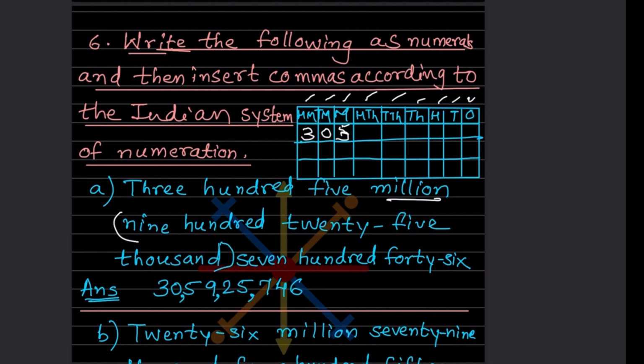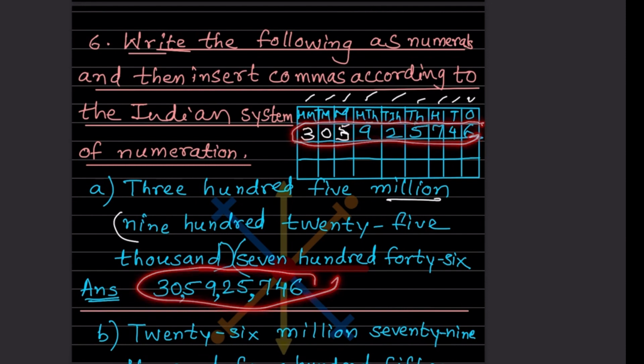Where are the thousands? These three places, right? So 925 I'm going to write over here because it is 1,000, and the last part is 746. So 746 I'm going to write here. So what is this number? The same number what you can see over here, you are going to write it here. Okay. So now according to the Indian system, we are going to put the commas 3, 2, 2. Okay. Hope you got it.